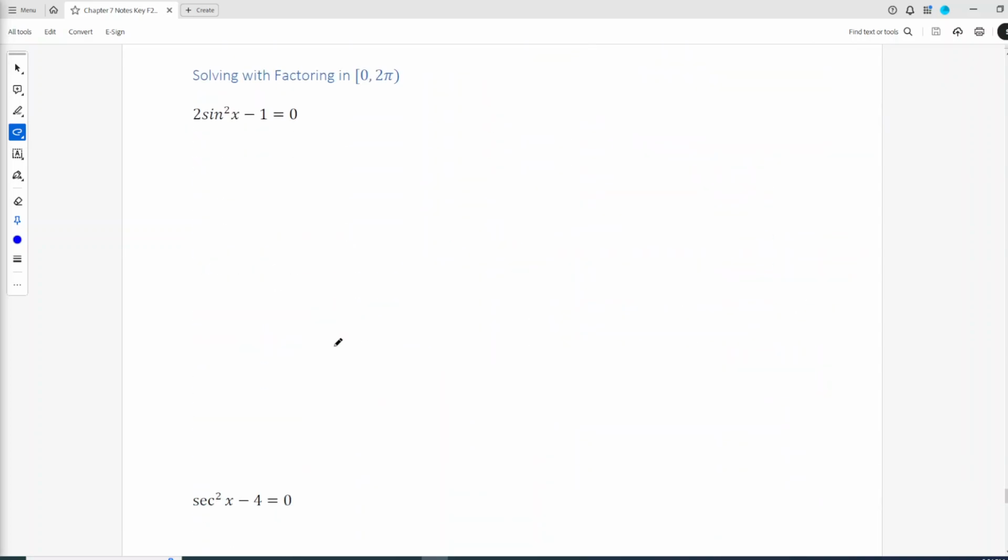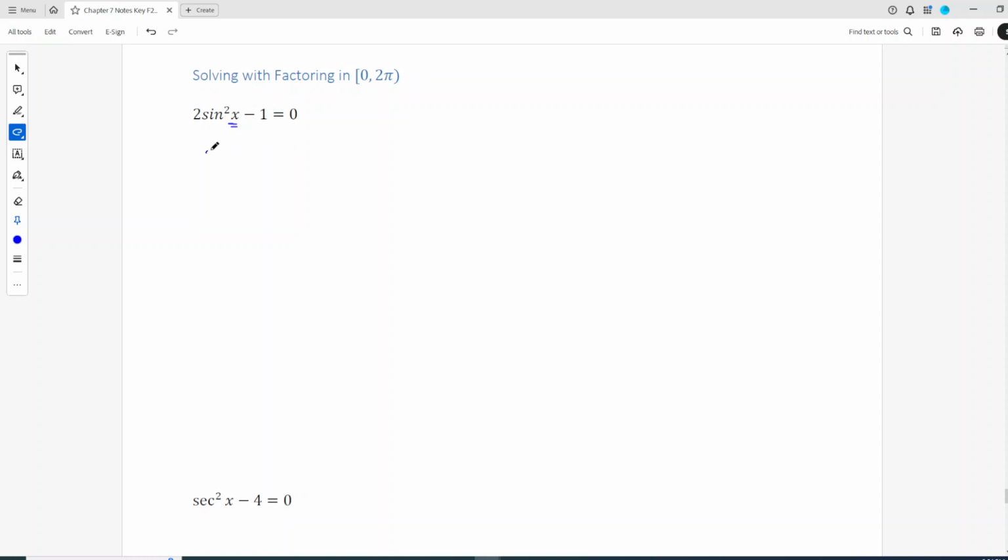And now we're going to apply what we've learned there and add one step beyond, which is that we are going to solve with factoring. So you're going to be given a question like 2 times sine squared x minus 1 equals 0. And again, we're going to try to solve for x. So you're going to think of solving this algebraically again.